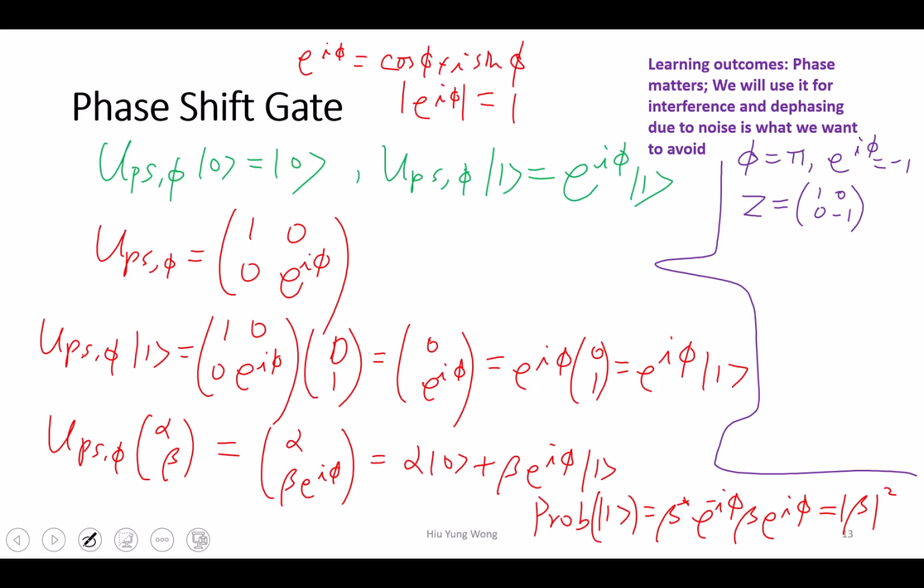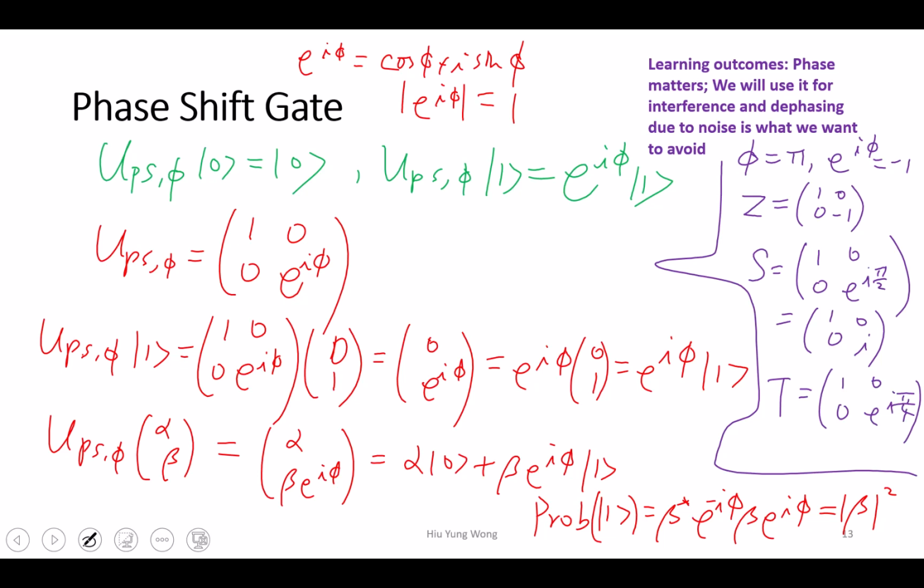Okay, instead of e to the power i phi, because now e to the power i pi is -1. We also have another gate called the S gate, which is the square root of the Z gate. It is 1, 0, 0, e to the power i pi over 2. So this means 1, 0, 0, i. And then finally, we have a T gate, which is the square root of S. That is 1, 0, 0, e to the power i pi over 4.